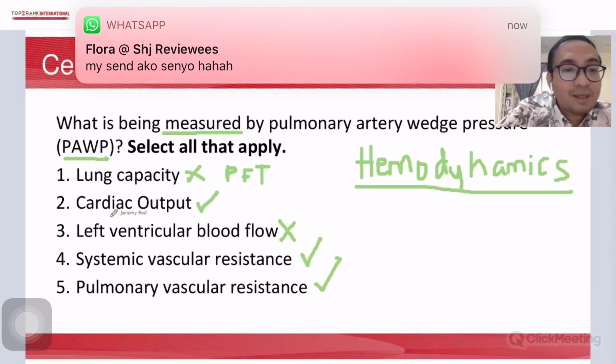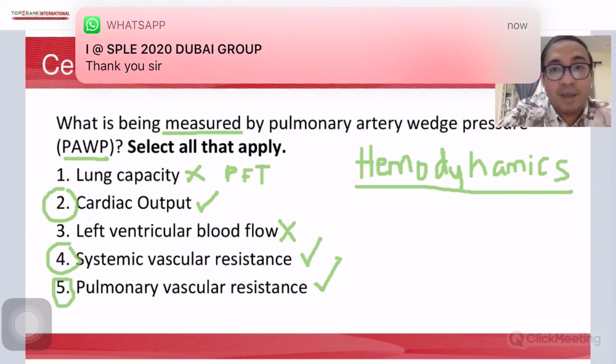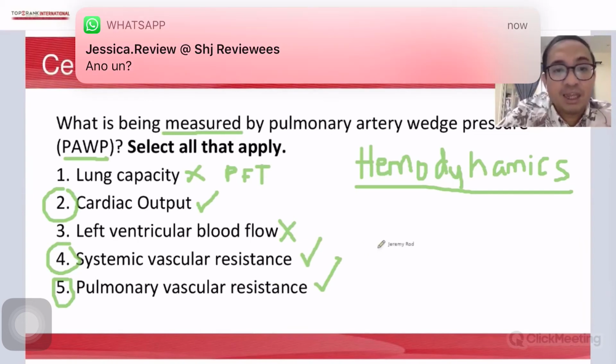So, alin ang mga tamang sagot mo na mga pwede mong i-monitor in PAWP? That's your number 2, number 4, and number 5. Usually, ang average natin dito is 12 mmHg. Ilan daw yung average ng PAWP? Around 12 mmHg. Anong ibig sabihin?